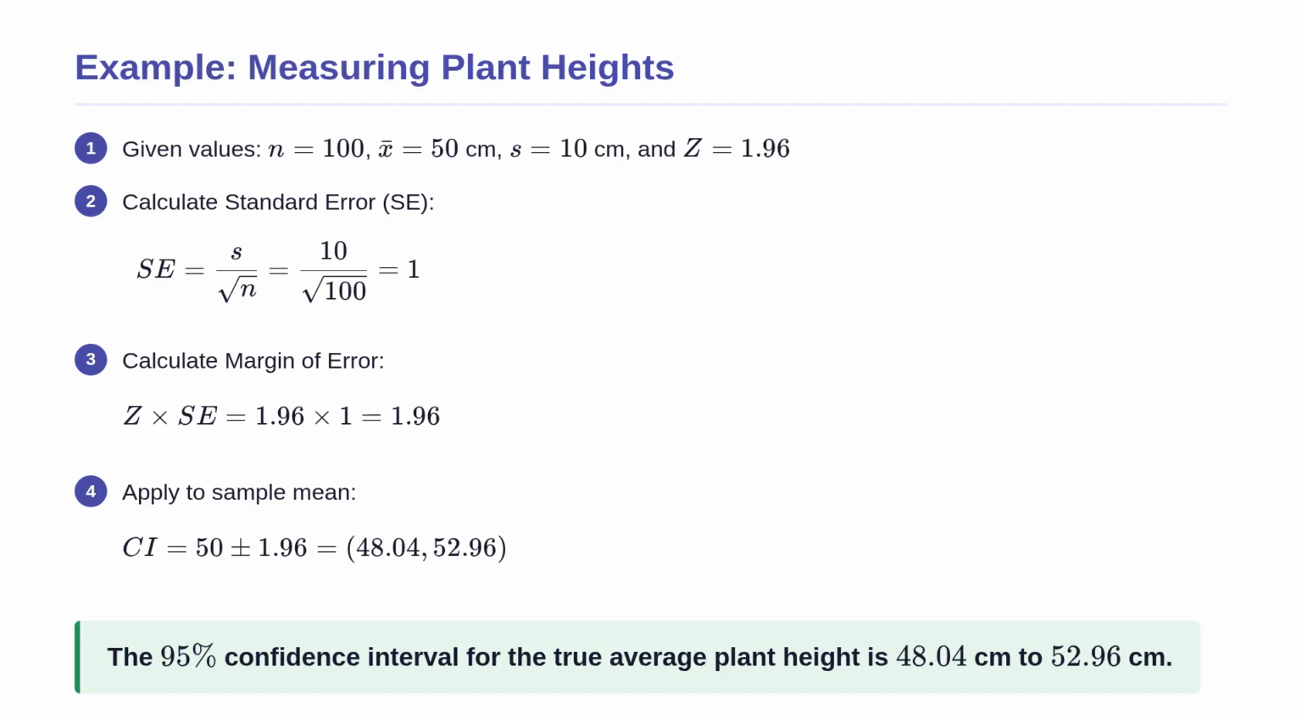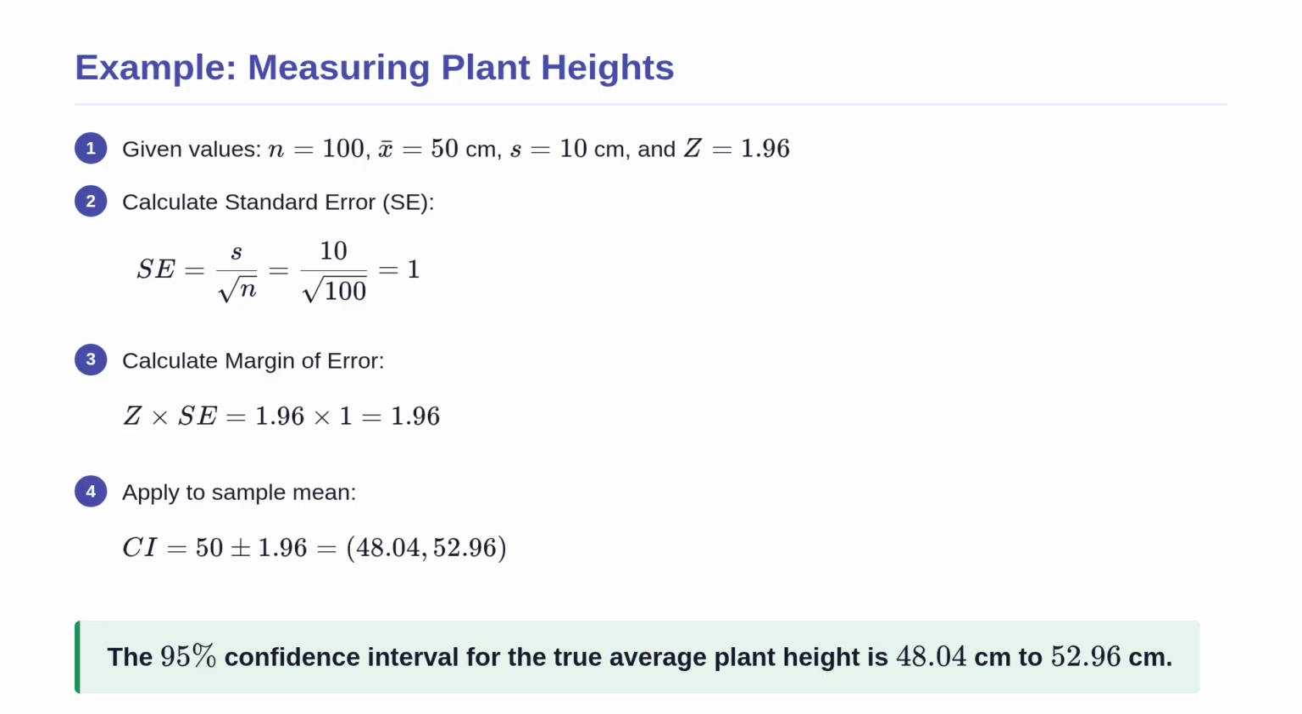Let us apply this formula to a real scenario. Suppose you are a botanist studying medicinal plants. You sample 100 plants and find an average height of 50 centimeters, with a standard deviation of 10 centimeters. You want a 95% confidence interval, so your z-score is 1.96. First, we calculate the standard error by dividing the standard deviation, 10, by the square root of the sample size, which is 10. This gives a standard error of 1 centimeter.